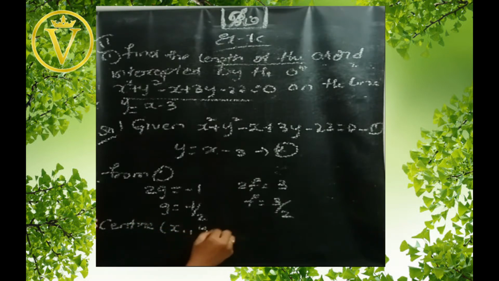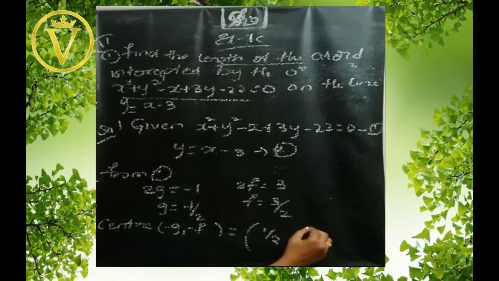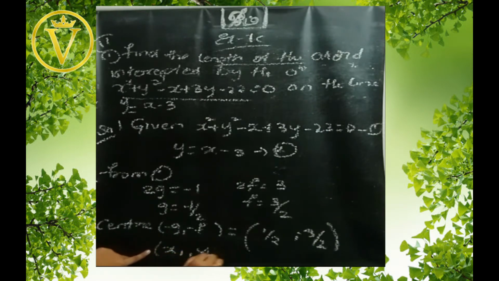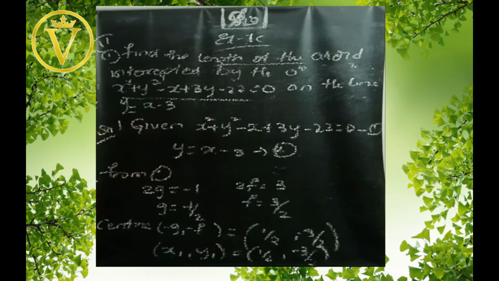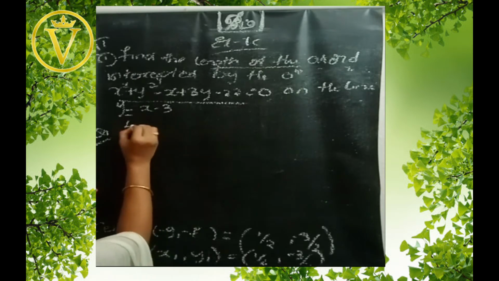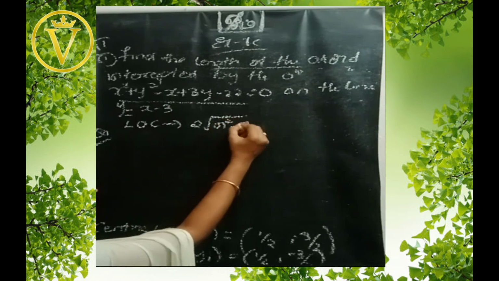The center x1 comma y1 is minus g comma minus f, which is nothing but x1 comma y1 equals 1 by 2 comma minus 3 by 2. Now from the first equation we have found the center. Next, they have asked the length of the chord. What is the length of chord formula? That is 2 root of r square minus d square.